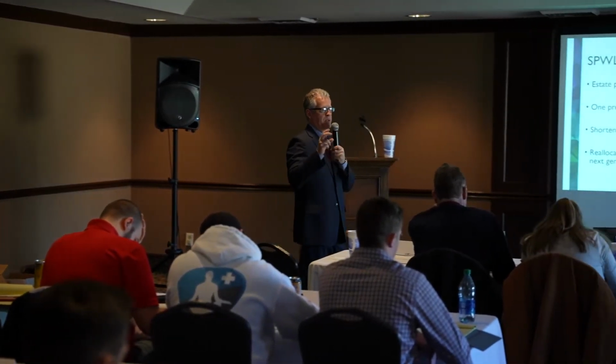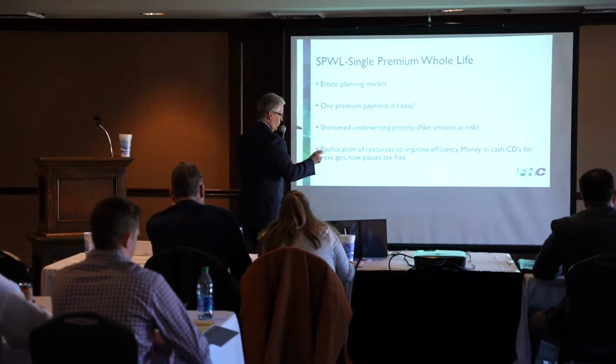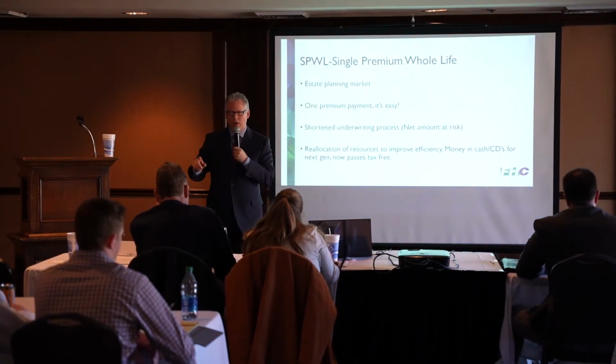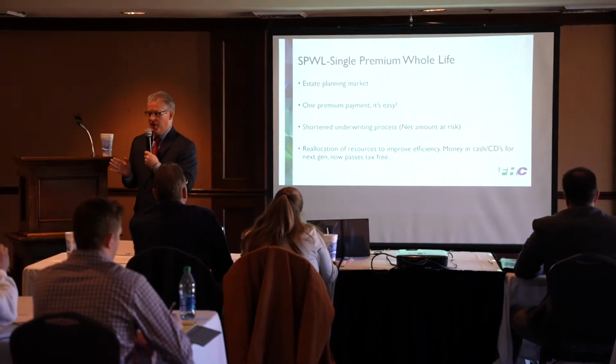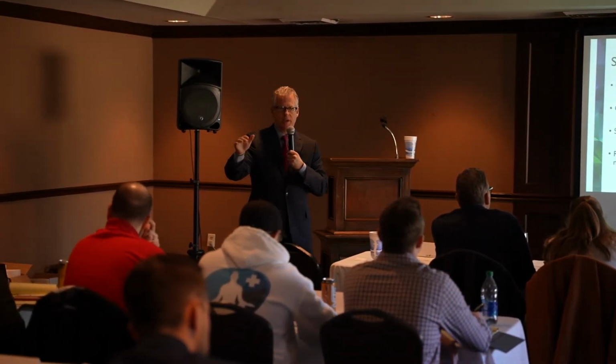Shortened underwriting process, that's the net amount at risk. So as an example, if I got a $100,000 death benefit and I put in $50,000, the $50,000 difference between the 50 and 100 is the actual amount that's being underwritten. So it's a shorter underwriting process because they're only insuring or underwriting the net amount at risk. In other words, we're not underwriting your $50,000 that you're putting into it, just the difference, the 50 to 100. Does that make sense?